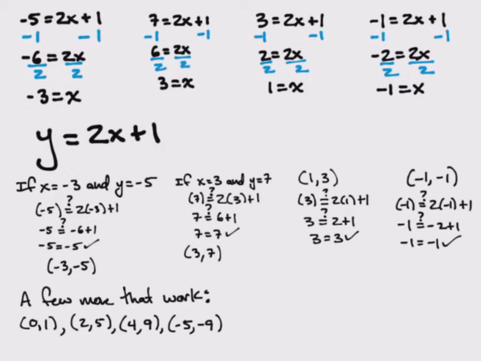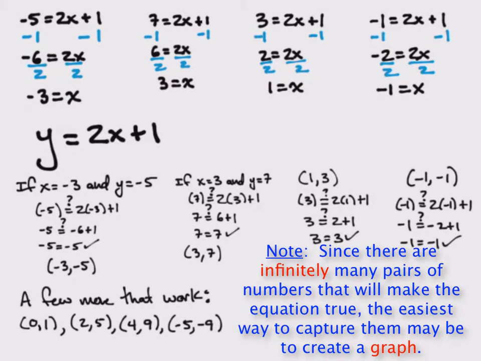So instead of spending our entire lives listing out these pairs of numbers, let's try to capture all of them in a different way. Note, since there are infinitely many pairs of numbers that will make the equation true, the easiest way to capture them all may be to create a graph. So let's pull up a set of axes, graph the ordered pairs we have, and see if we notice anything.